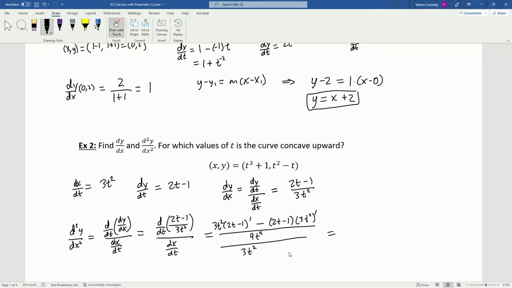All right, so we've set up our quotient rule. Now we'll just evaluate these minor derivatives here. We get 3t squared times 2 minus (2t minus 1) times 6t, divided by 9t to the fourth. Now instead of dividing this whole thing by 3t squared, I'm going to write this as multiplied by 1 over 3t squared.